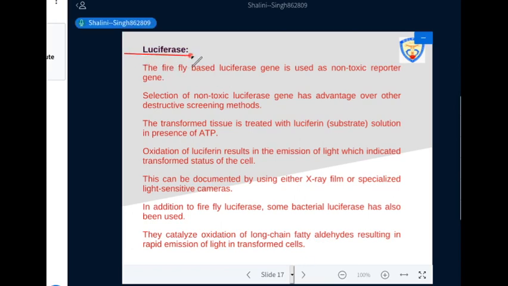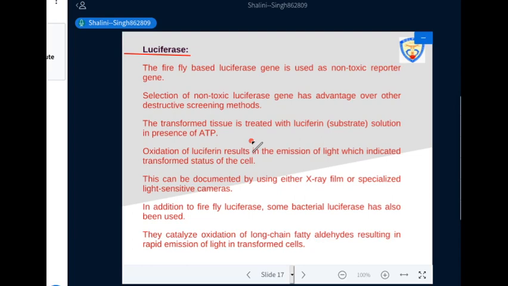Next example is luciferase. The firefly luciferase gene, that is LUC, encodes an enzyme that catalyzes the oxidation of D-luciferin in an ATP-dependent fashion. This oxidation results in the emission of light. Highly sensitive assays, which are based on photomultipliers, luminometers, or film exposure, have been developed to detect the extremely rapid emission of light. Other assay systems are also available commercially.